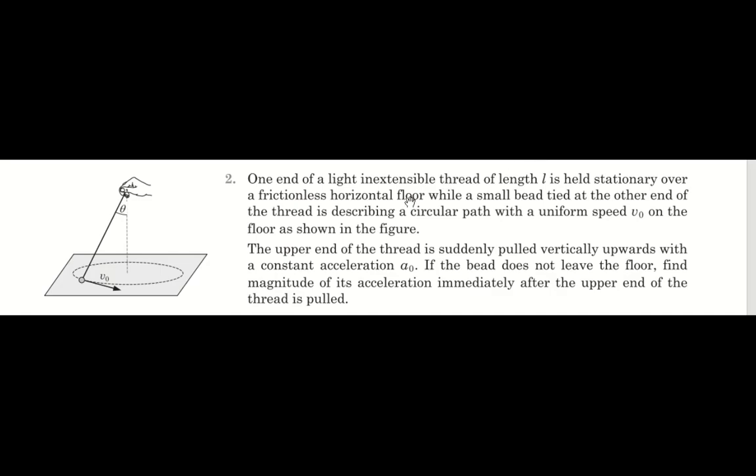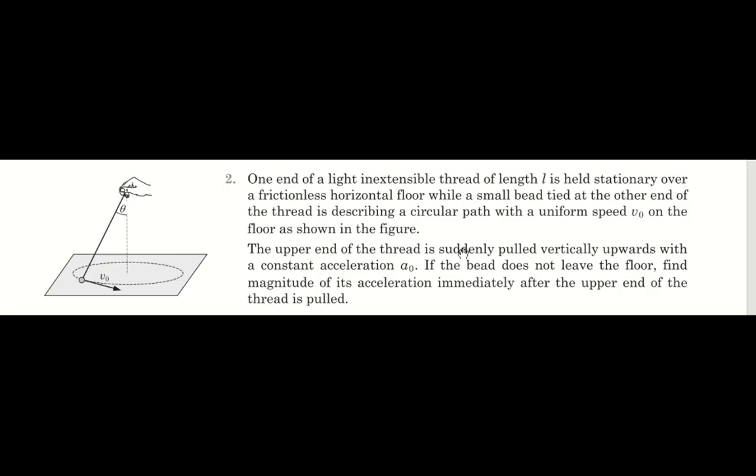Question number 2, chapter kinematics, subsection challenge your understanding, book Pathfinder. One end of a light inextensible thread of length L is held stationary over a frictionless horizontal floor, while a small bead tied at the other end of the thread is describing a circular path with a uniform speed v0 on the floor as shown in the figure.